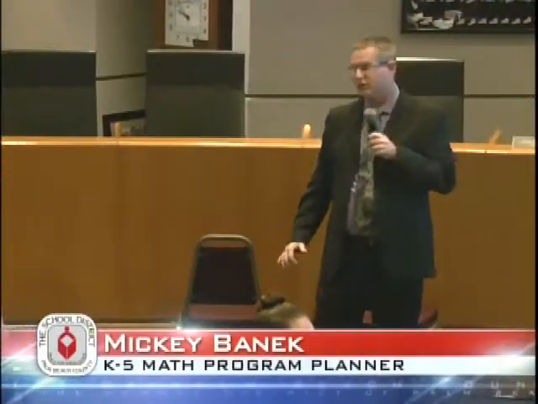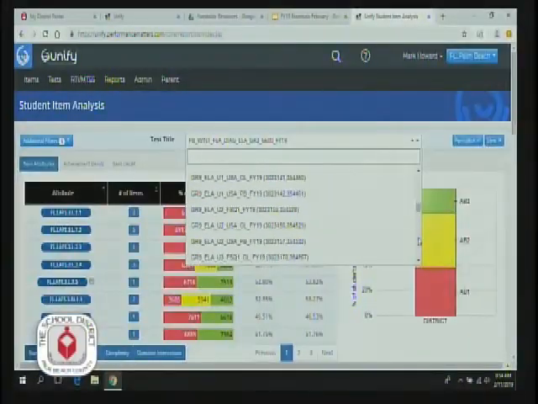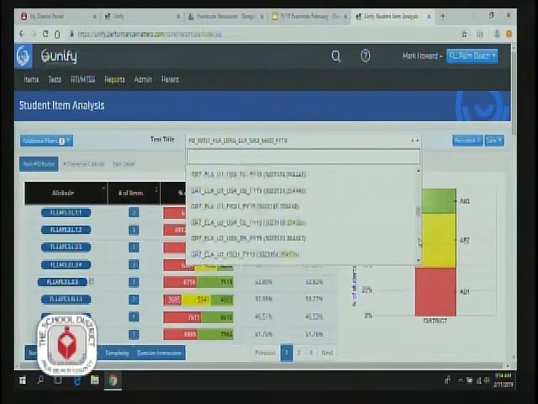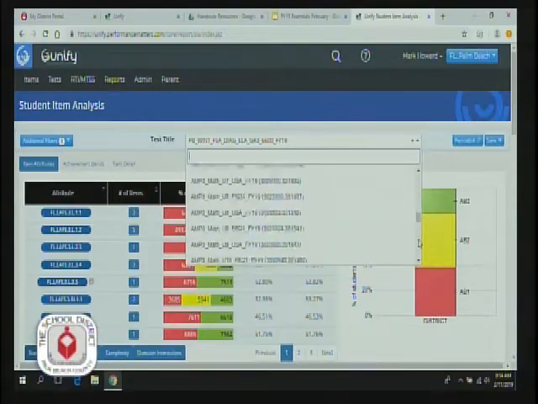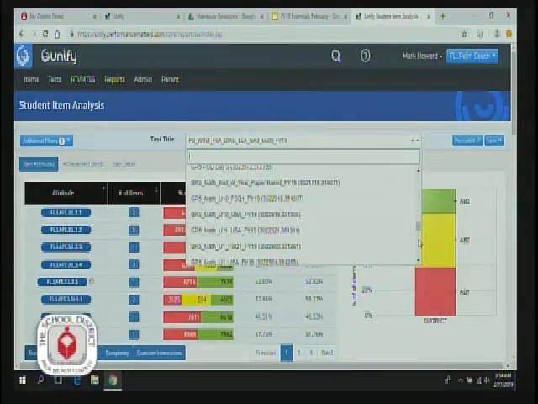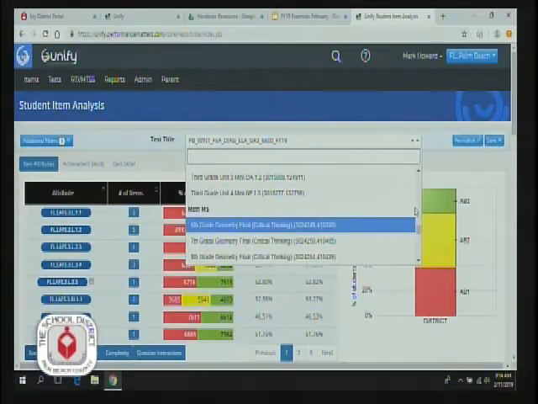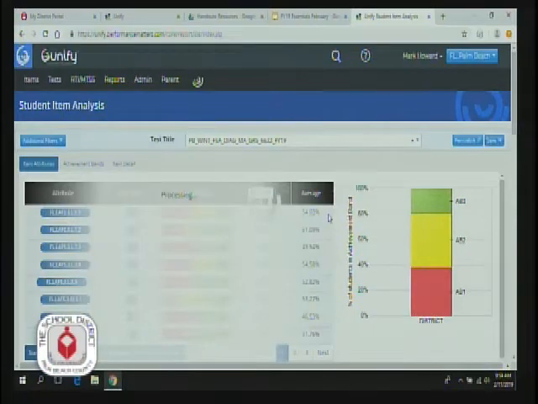The first one I would like for you to look at is question number 21 on the math diagnostic for 5th grade. Paula, please. Number 21 first.